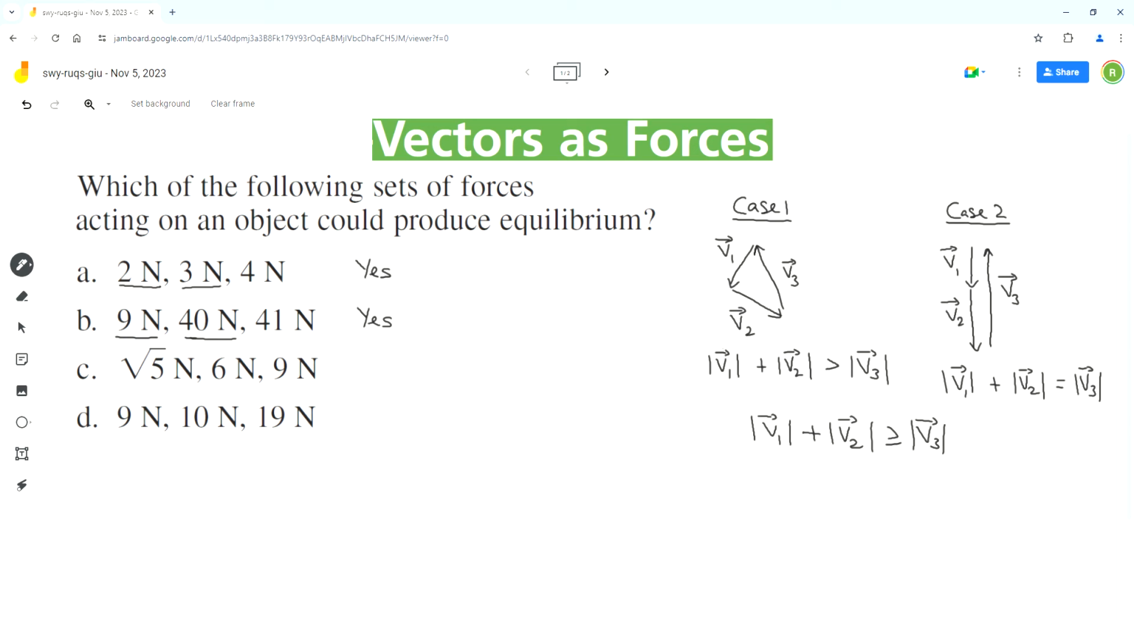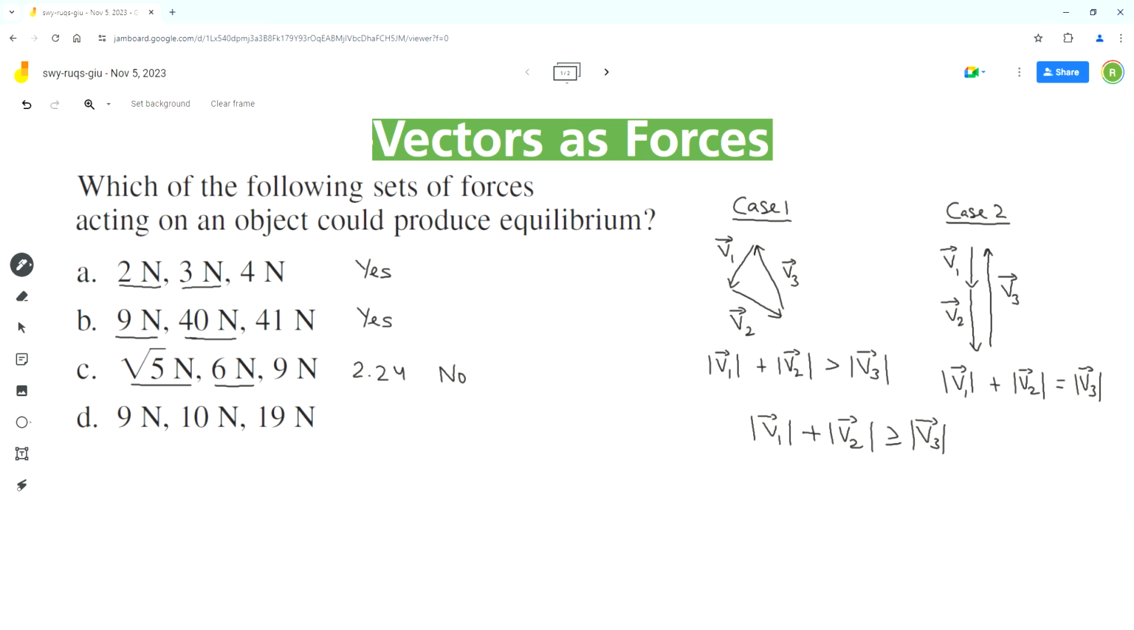Now we can analyze part C. So in part C, the first force is square root of 5, and if we evaluate square root of 5, I get 2.24. So the smallest two forces in this set are square root of 5 Newton and 6 Newton. But their sum, which is equal to 8.24, is less than the magnitude of the third force. So that means that this set does not produce equilibrium.